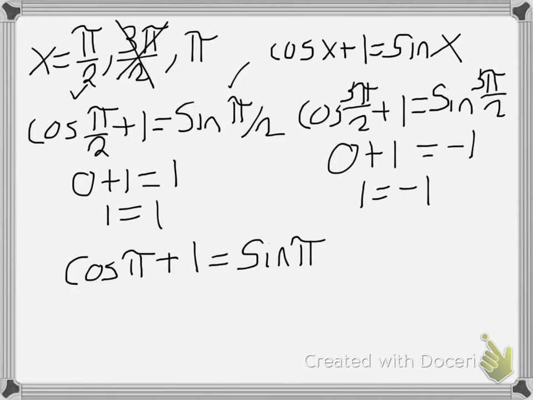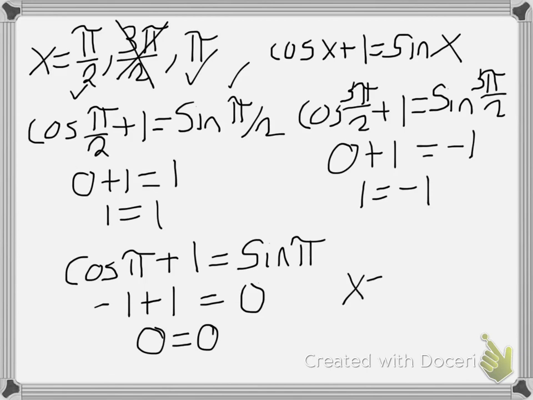Okay, so what's the cosine of pi? Well, the cosine of pi, that's negative 1. And then I add 1, okay? What's the sine of pi? Well, that's 0, okay? Again, knowing your unit circle really helps. I hope you understand that. Negative 1 plus 1 is 0. 0 does indeed equal 0. So pi is a good answer. So our only 2 true answers are x equals pi over 2 and pi.